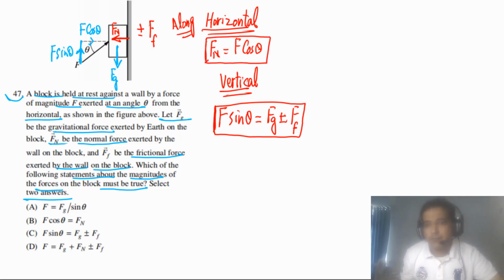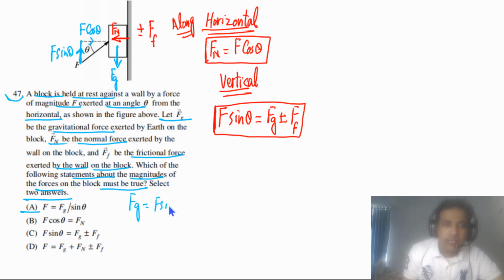If we have understanding of these points, now we can choose the answer. If you look at first one, it is given to us F is equal to Fg sine theta. So this is telling us that Fg is equal to F sine of theta, but it is missing the frictional force. This part is missing, so this one is incorrect. F cosine of theta is equal to Fn. Yes, F cosine theta is equal to Fn. So this one is correct.